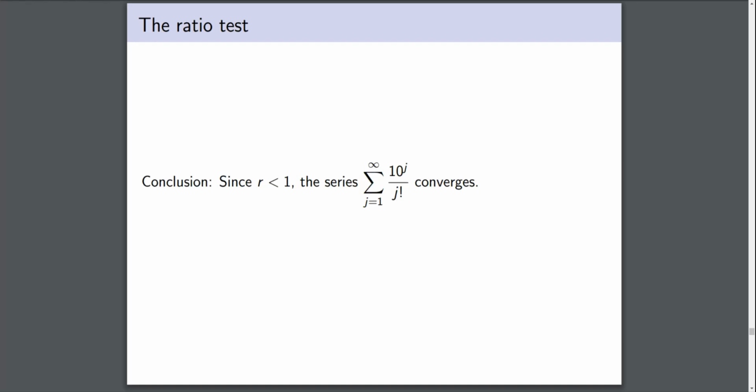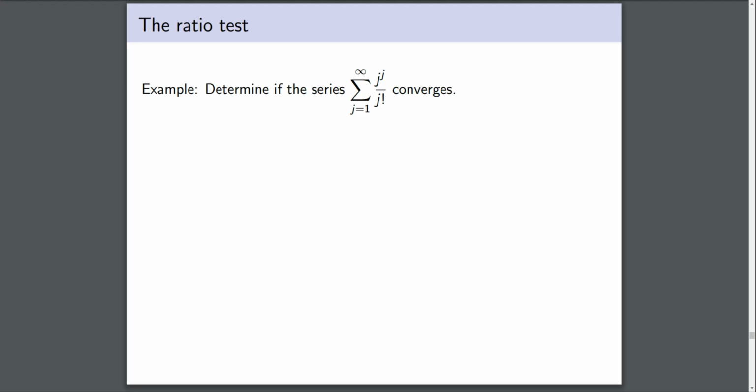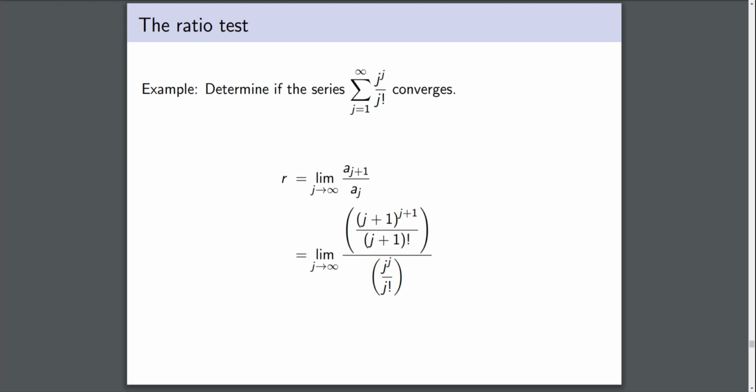Well, now we have the answer to our problem. The ratio that we just calculated is less than 1, and so the series converges. I want to take a look at a second example. So here we have the series where the terms are j to the power j over j factorial. I'm going to use the ratio test, so here's the setup.